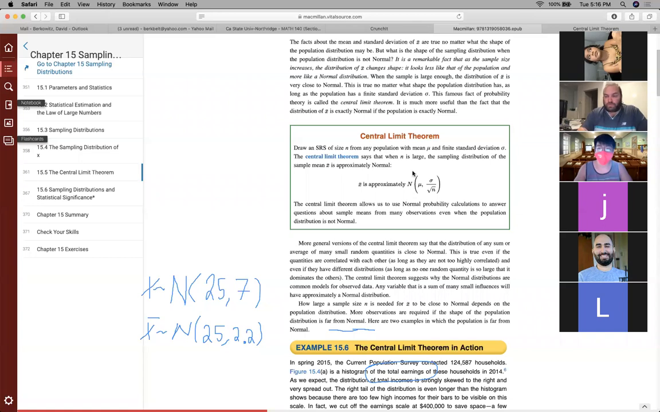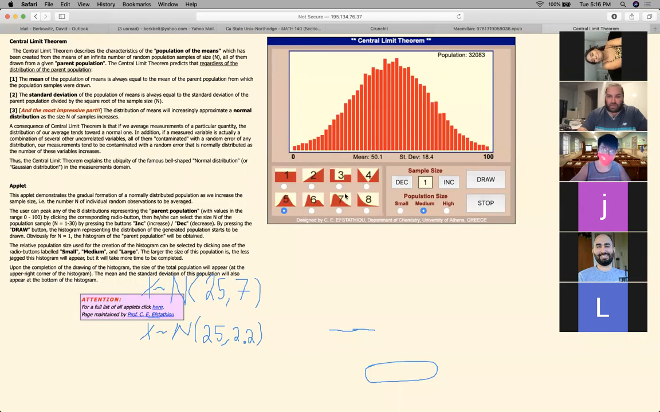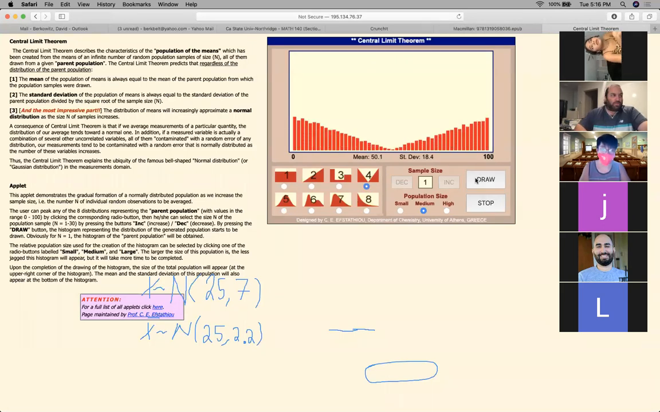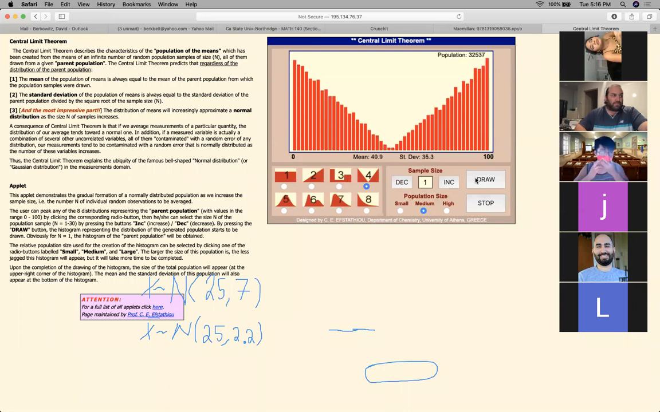If it's normal, X bar is exactly normal. If it's not normal, X bar is approximately normal. How big must n be before you can say it's pretty normal? So let's look at one that's decidedly not normal. Which one of these should I use? Number 4. That's not normal. It's extremely not normal, correct? Okay, so we'll start with number 4.